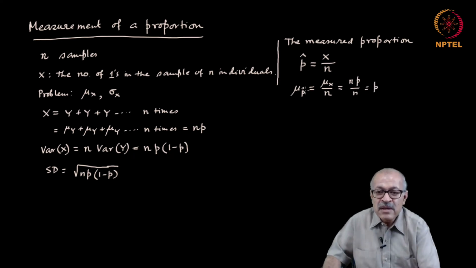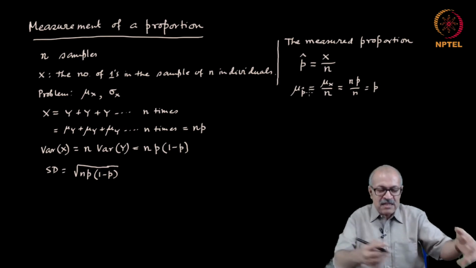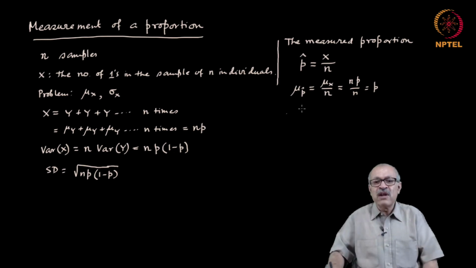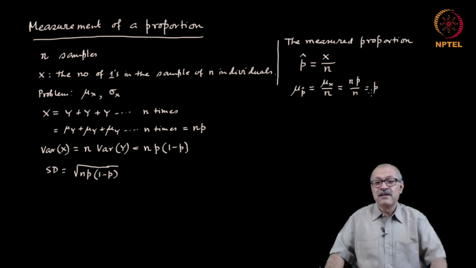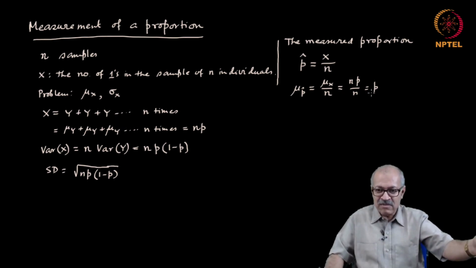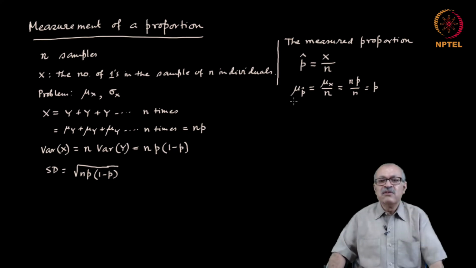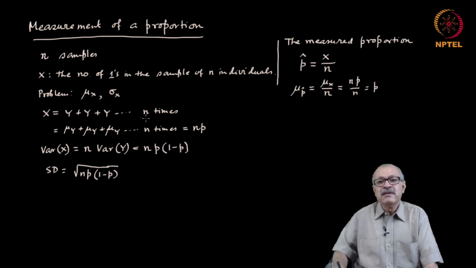So, if I repeatedly make measurements, each time taking n samples, I will get a distribution, and that distribution will have a mean, which is the proportion out there in the population. So, that is a good thing, that we can obtain the actual proportion by making repeated measurements, every time taking n samples.